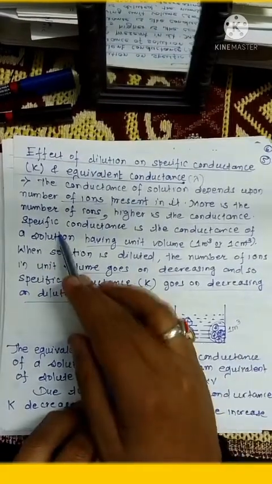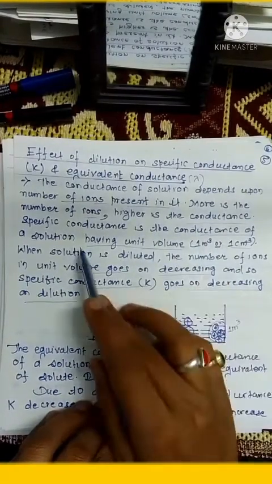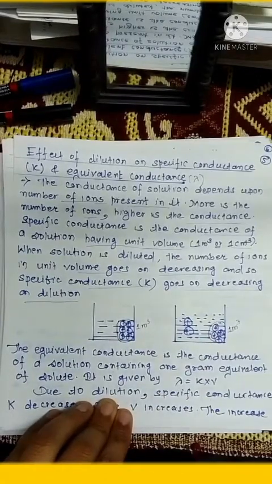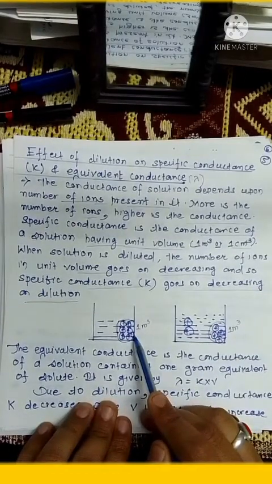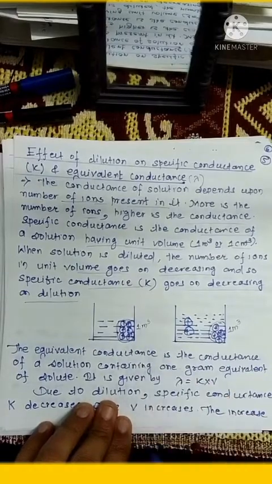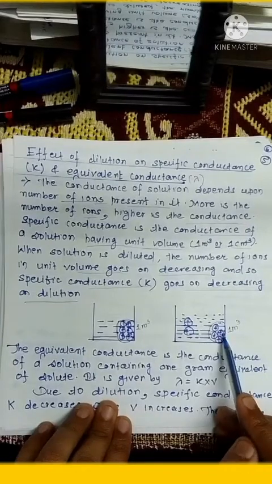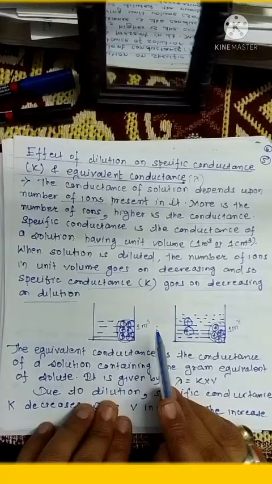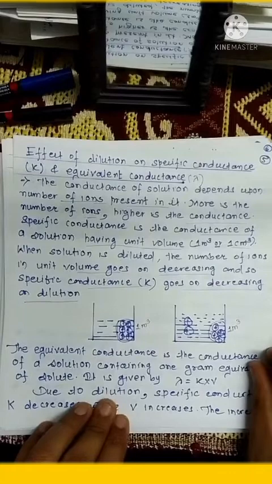Specific conductance is simply the conductance of a solution having unit volume, and we know that conductance is directly proportional to the number of ions. So before dilution conductance is more, that is, specific conductance is more. After dilution the number of ions in 1 meter cube volume decreases, so specific conductance also decreases.